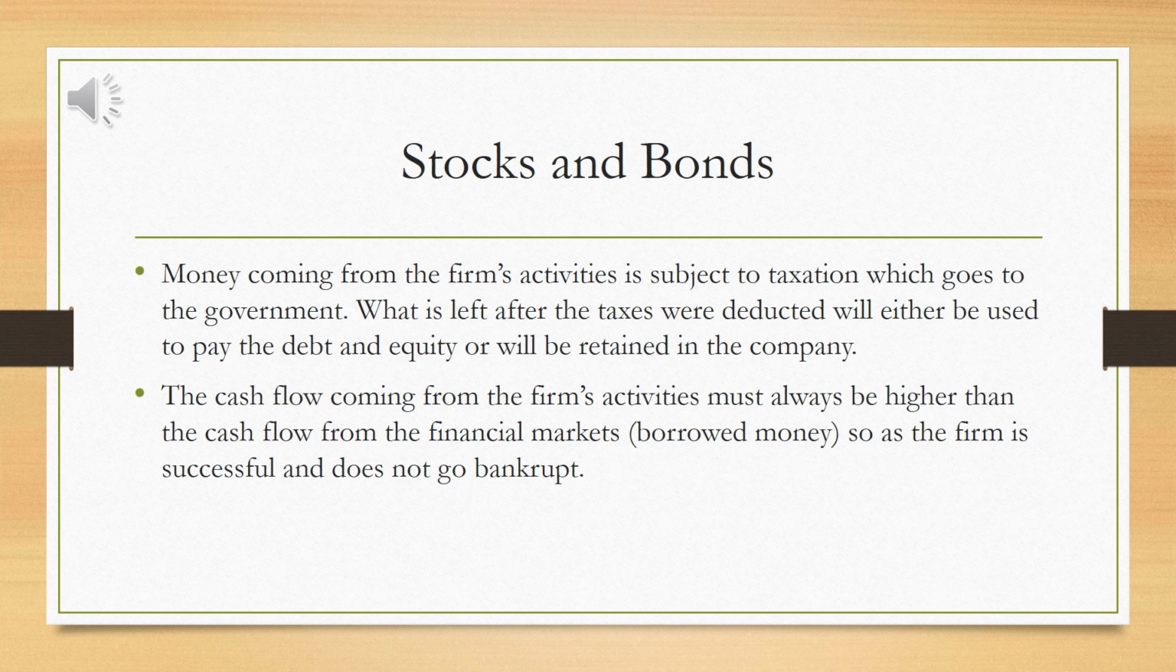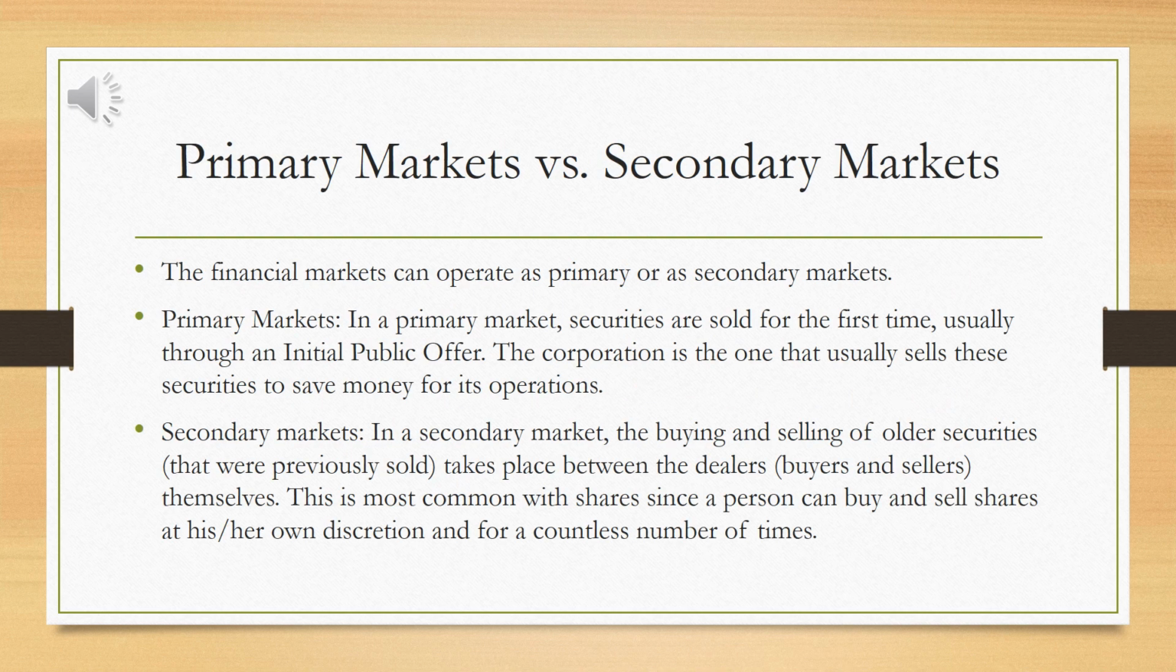The cash flow coming from the firm's activities must always be higher than the cash flow from the financial markets, which is the borrowed money, so that the firm is successful and does not go bankrupt. The financial markets can operate as primary or as secondary markets. In a primary market, securities are sold for the first time, usually through an initial public offer. The corporation is the one that usually sells these securities to save money for its operations.